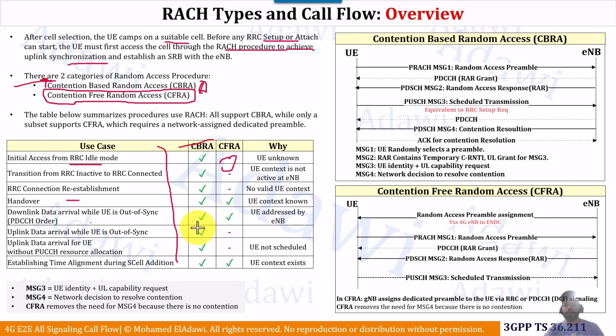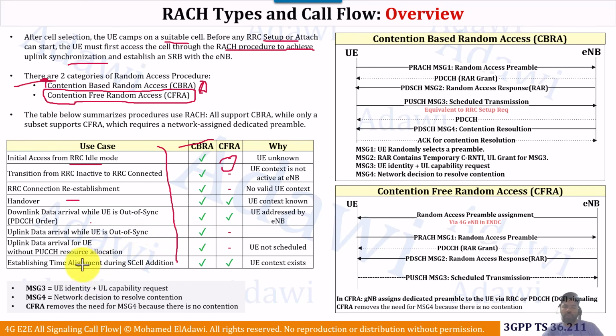Same if you have a downlink data arrival and the user is out of sync. This can use both CBRA and CFRA, because the user is already known, downlink data arrival is coming and the user is out of sync. So the network already knows this user and can address this user because it already has some information about this user, especially in downlink. In the uplink, if there is uplink data arrival and the user is out of sync, it is only CBRA.